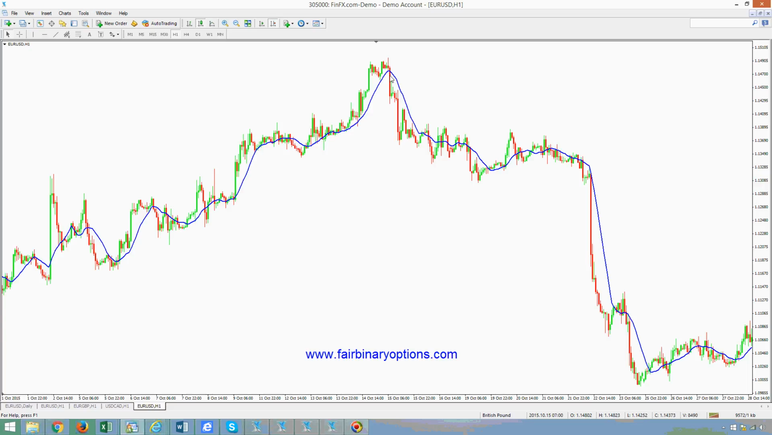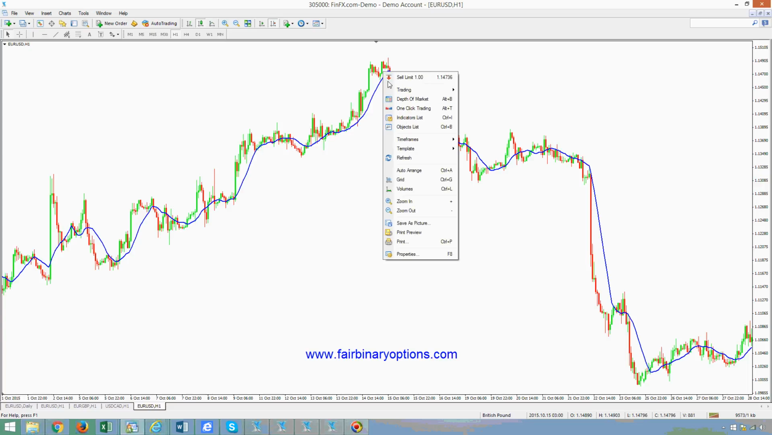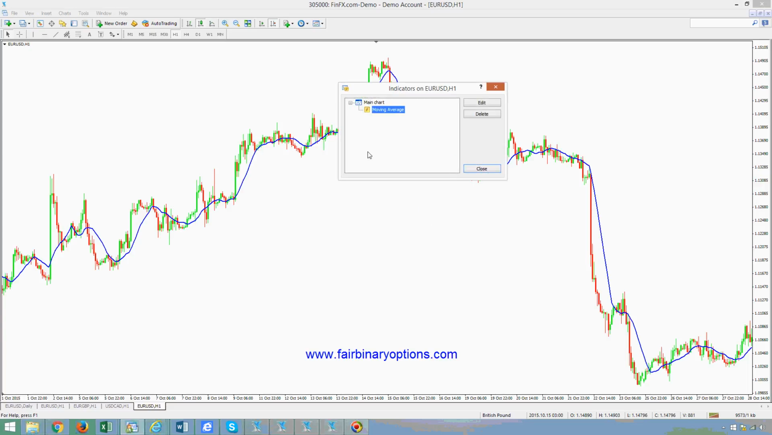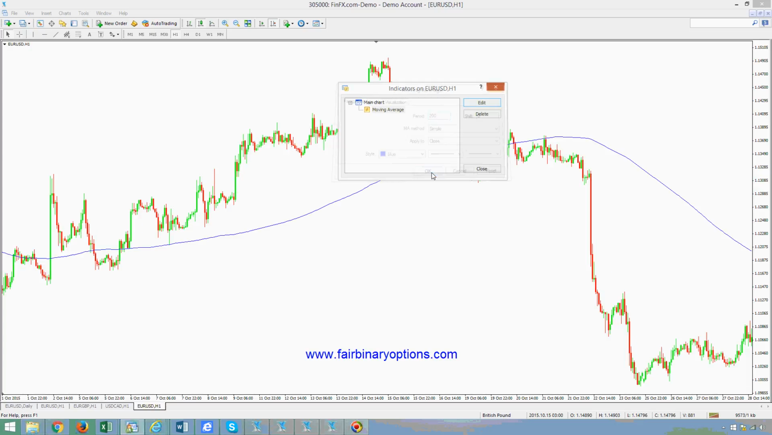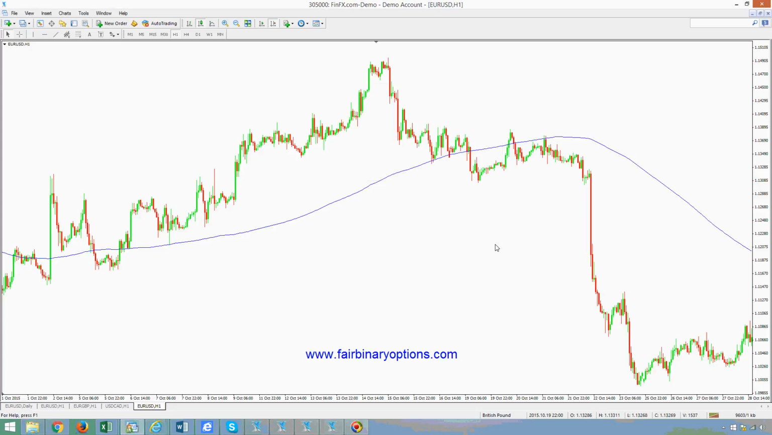So let's go on this right click, we go on the indicators list, and then we choose the moving average. We want to edit it, and let's make it of a different structure like this. Let's make it in blue, and the period, the most famous moving average is the 200 period. So if you click on the screen, this is the 200 period moving average.